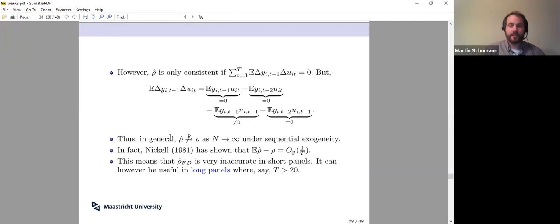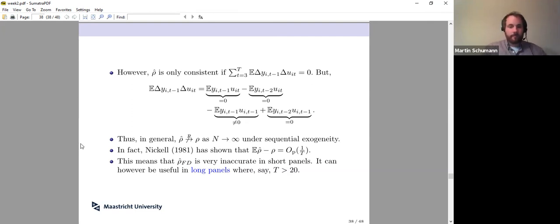So sequential exogeneity is not enough to employ the first difference estimator directly. And in fact, in another super famous paper, Stephen Nickell has shown, also in Econometrica, I think, that the bias of the first difference estimator is again of order 1 over T. So which means that if you have a short panel, let's say 5 time periods, big bias. If you have a long panel, let's say T is bigger than 20, small bias. So the first difference estimator actually works if the time series dimension is large enough.